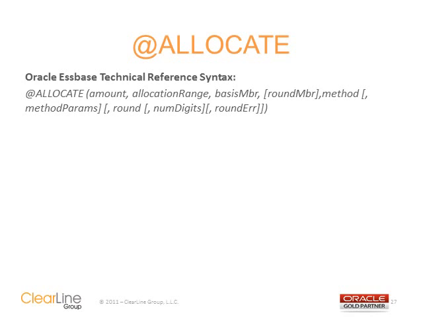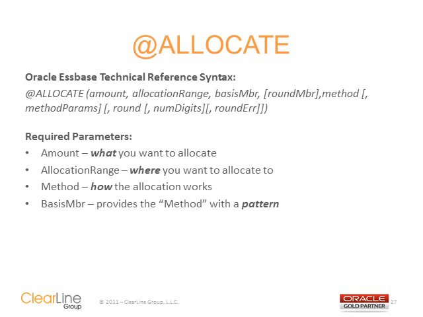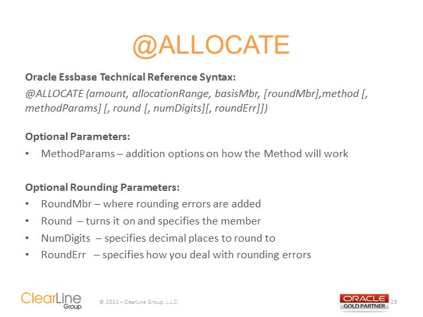This is the actual entry for the @allocate function inside of the tech ref, and it shows the syntax that you'll need to learn. It's probably not the most intuitive thing to read, so here's my attempt at making it a little bit clearer. The function is on the left-hand side. Everything else you see are parameters, with the optional parameters being in square brackets. The required parameters include the amount that you want to allocate, the allocation range, which is where you want to allocate to, the method, which is how the allocation works, and the basis member that provides the method or the pattern for the allocation. The optional parameters include additional information on how the method will work, along with a number of parameters to deal with rounding issues.